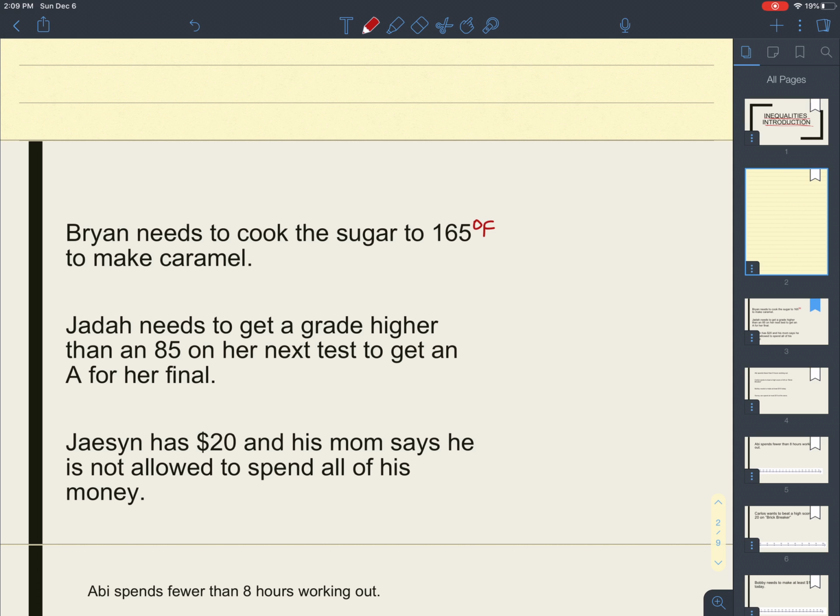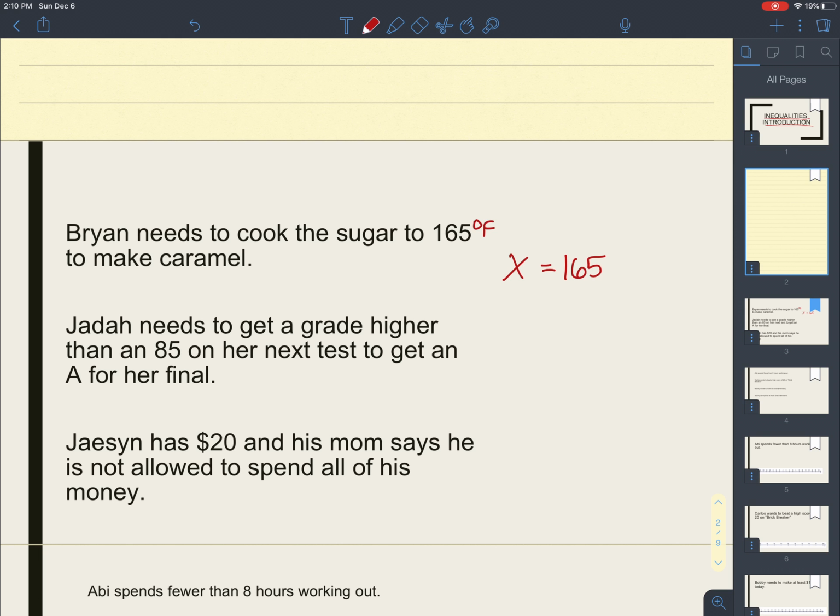So our first example says Brian needs to cook the sugar to 165 degrees Fahrenheit to make caramel. So when we're talking about this situation, we know that there's only one temperature Brian can cook this caramel to in order to get it exactly right. If he cooks it too hot, it won't be right. If he cooks it too cold, it won't be right. So there's only one thing that will work for Brian. Brian has to get it to 165 degrees. So our number is exactly 165 degrees.